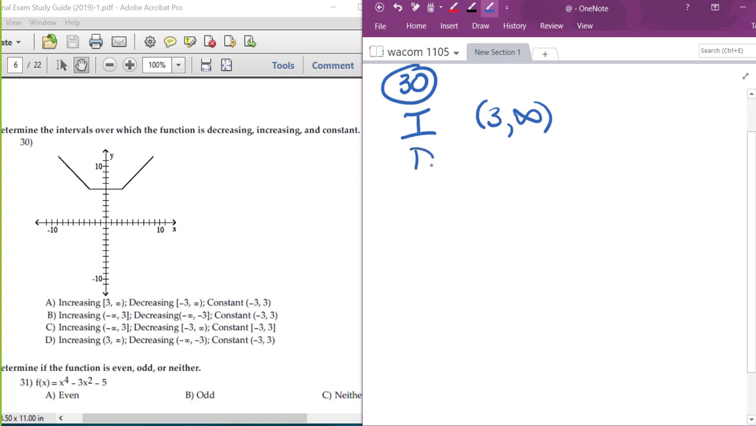Right, and then we'll do decreasing. It's coming from negative infinity to right here. So 1, 2, I think that's a negative 3. So negative infinity goes first. You always write this from left to right. Then your constant interval is a straight horizontal line. And it will be from negative 3 to positive 3.